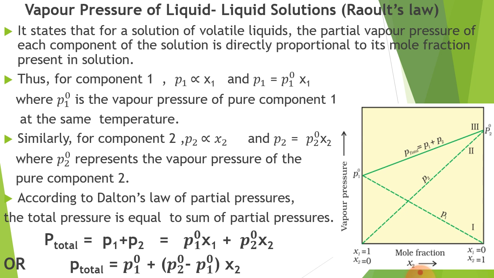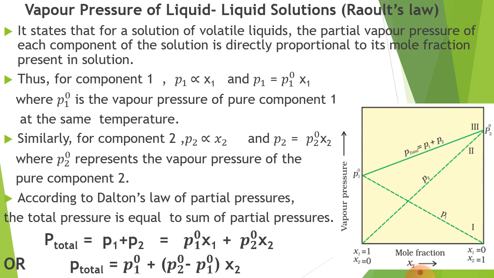If you think about the graph of y equal to mx plus c, and if we draw the graph between P total and x2, so think about this: y equal to c plus mx. Here y equal to P total and x equal to x2 and m equal to slope, that is P02 minus P01, and P01 is the intercept. So that graph of P total does not pass through the origin.